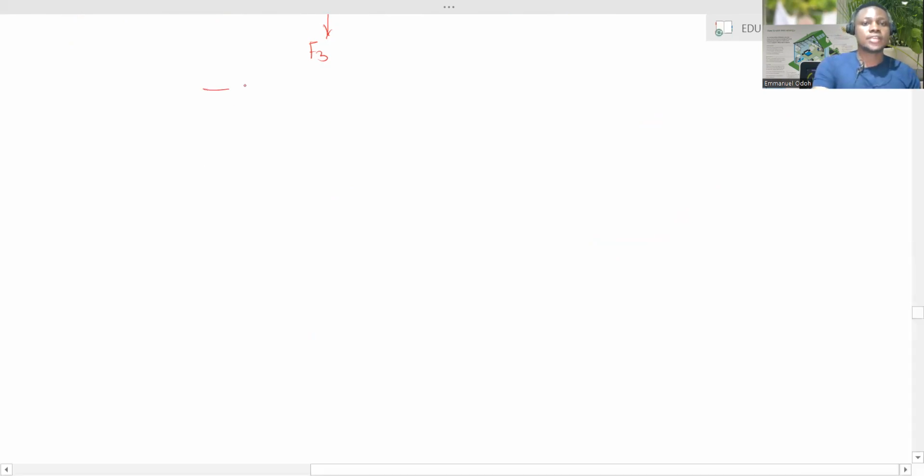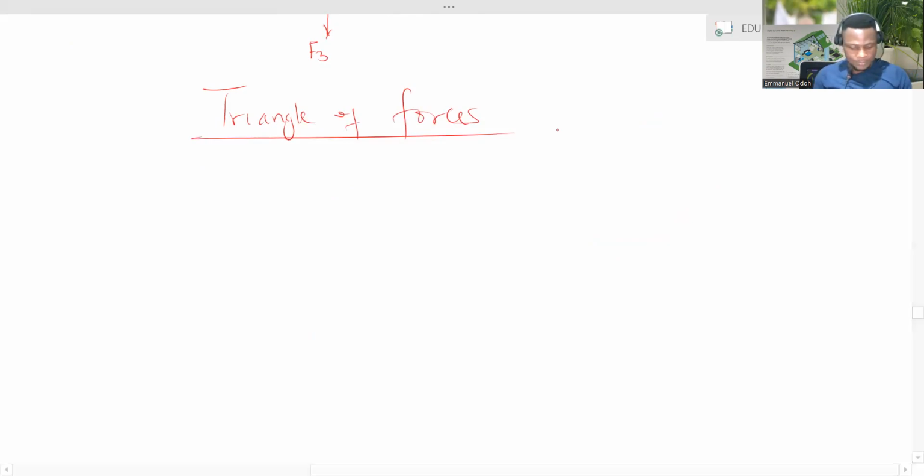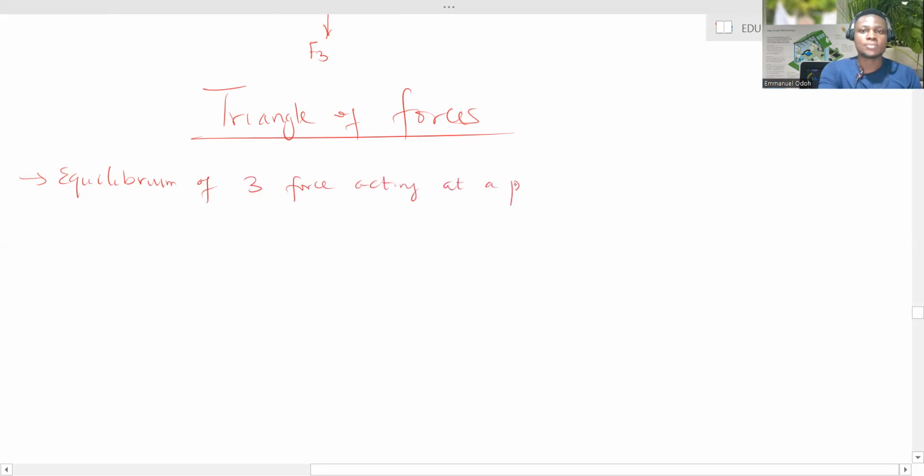We'll look at the triangle of forces. We use the triangle of forces when we are dealing with the equilibrium of three forces acting at a point. By that we mean the equilibrium of three concurrent forces. That's when we use the triangle of forces.